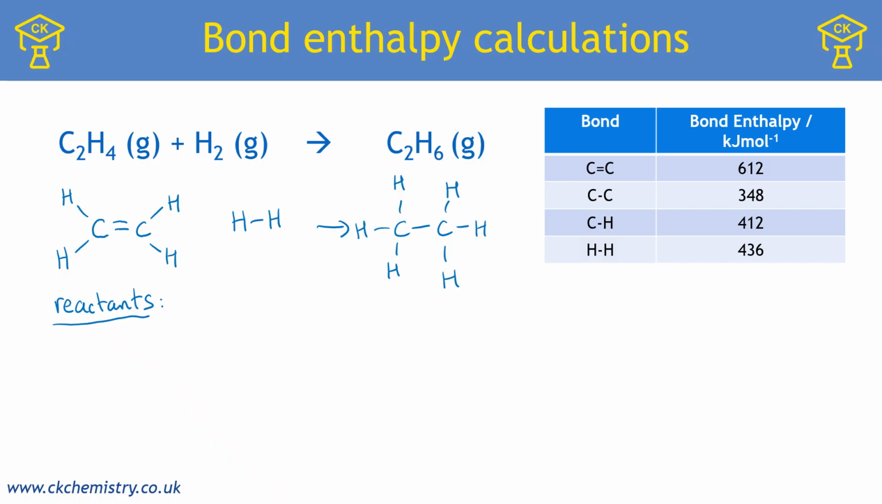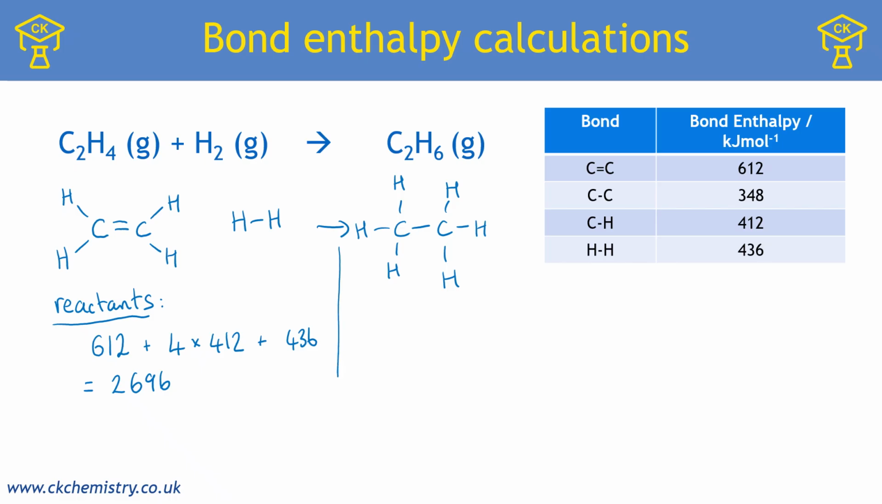So I have 1 double carbon-carbon bond, 612. I have 4 CH bonds, 412, and I have 1 HH bond, which is 436. So I add all of that up, and that gives me a total of 2,696, and these are all in kilojoules per mole.